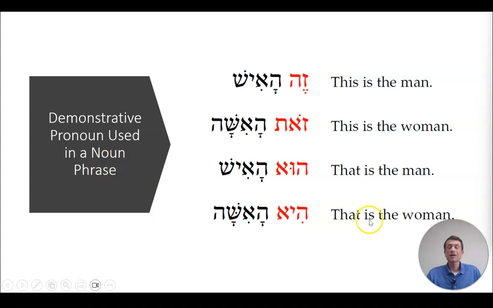Now, these demonstrative pronouns can also be used in a noun phrase. In that case, they don't have the definite article. They typically come first, but it can be either way. And we need to include the English verb is or are or were to make it into a phrase in English. So we have, this is the man, this is the woman, that is the man, that is the woman.